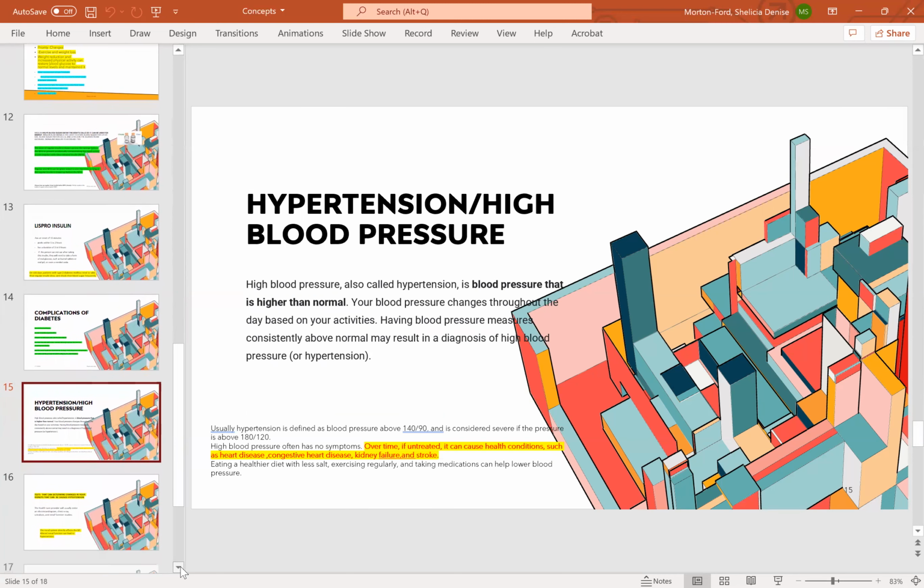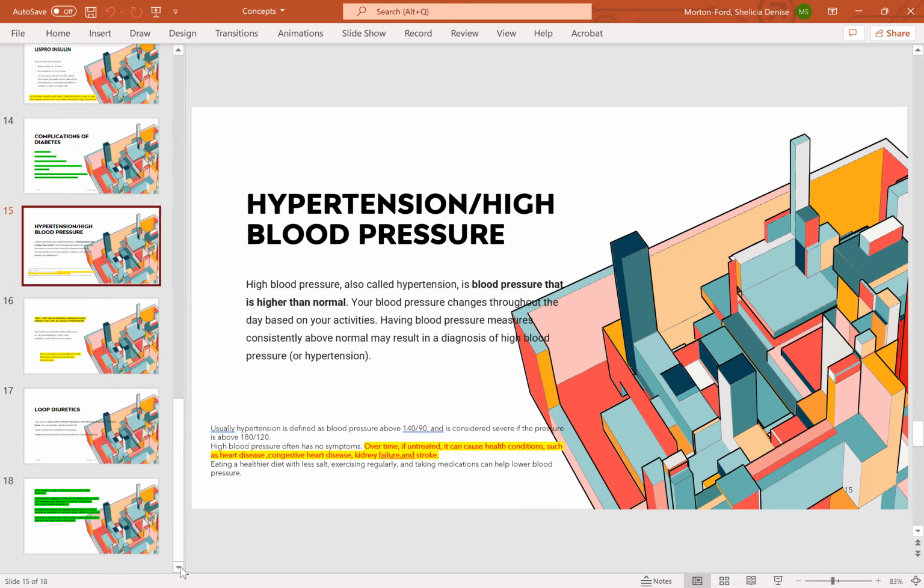So another important concept is high blood pressure, or hypertension. Your blood pressure changes throughout the day based on your activities. Over time, if that blood pressure is left untreated, it can cause health conditions such as heart disease, congestive heart failure, kidney failure, and stroke. So the person should get those numbers under control, whether it's through diet and exercise. They might have to end up on a medication, an antihypertensive. But over time, if that blood pressure is not brought under control, it could lead to heart disease, congestive heart failure, kidney disease, and stroke.